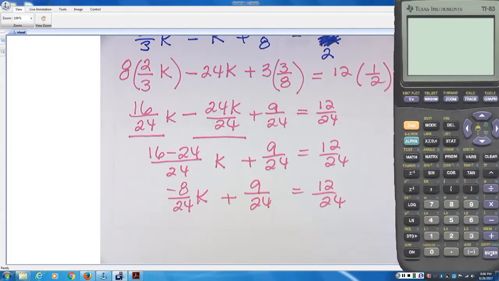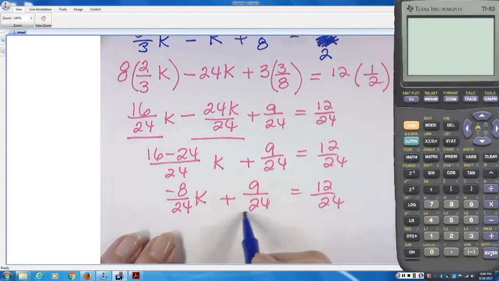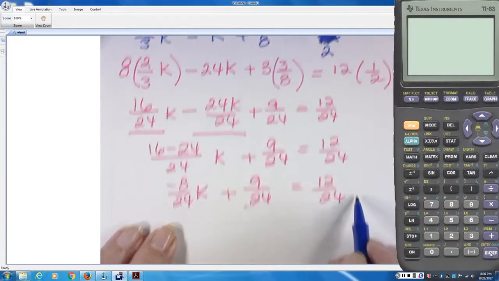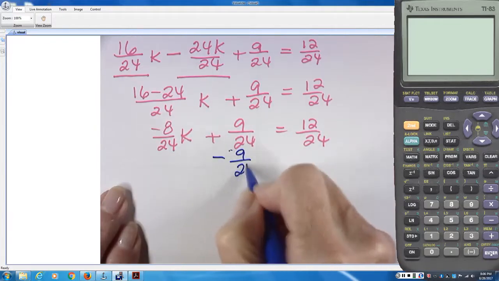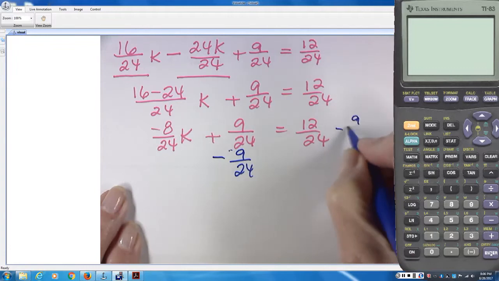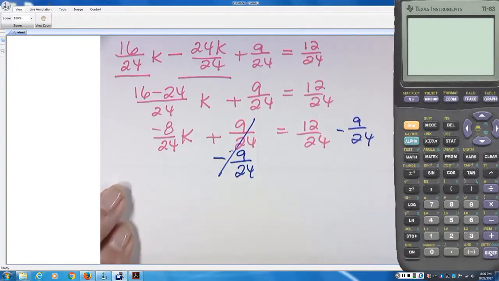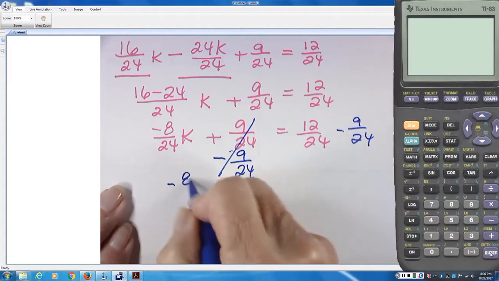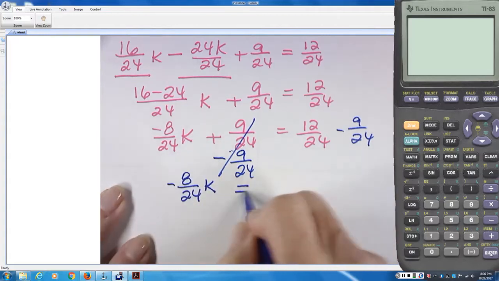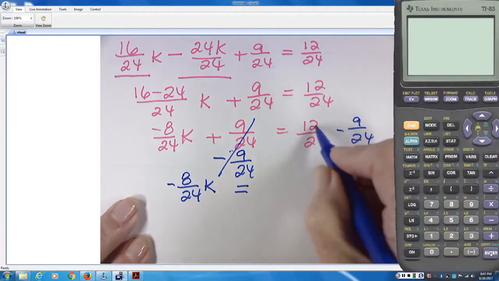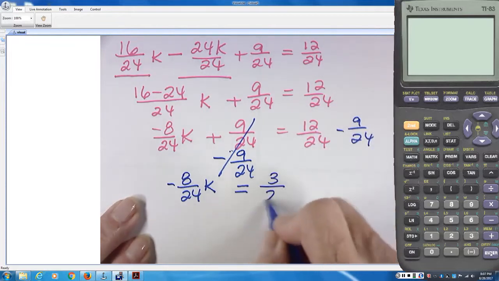And then at the next stage, since I've combined my k's, I need the 9 over there. So what I'm going to do is subtract 9 over 24 from both sides, which will take it away there. Negative 8 over 24k equals 12 minus 9 is 3 over 24.